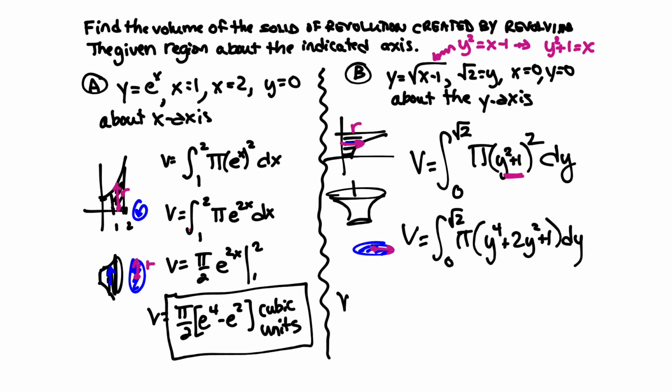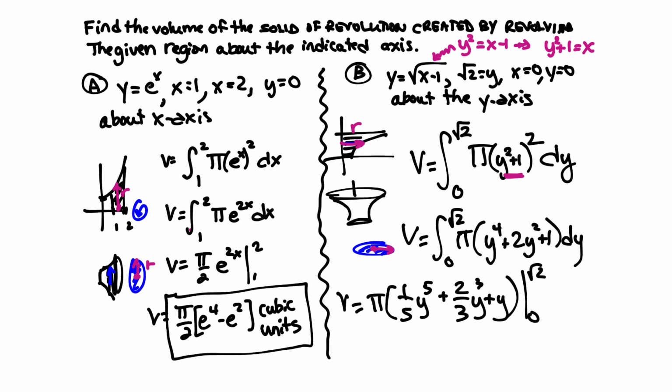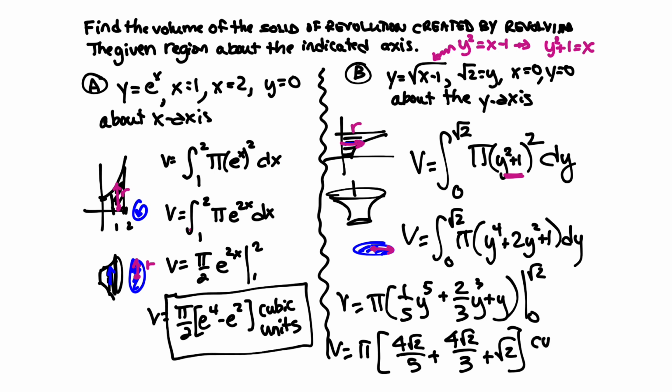And everybody's getting, let's see, pi times 1/5 y to the 5th plus 2/3 y cubed plus y. And we're integrating from 0 to square root of 2. And so you guys have 4 square root 2 over 5 plus 4 square root 2 over 3 plus square root of 2 cubic units.